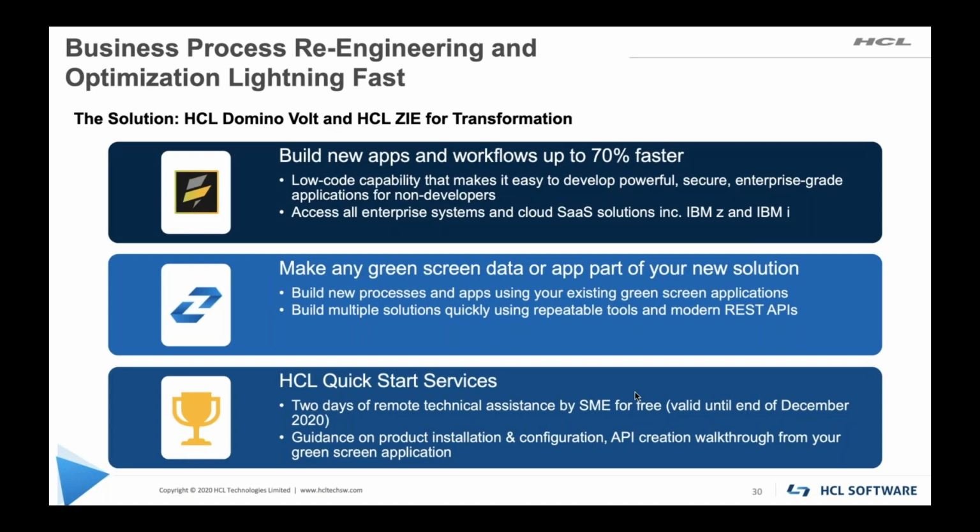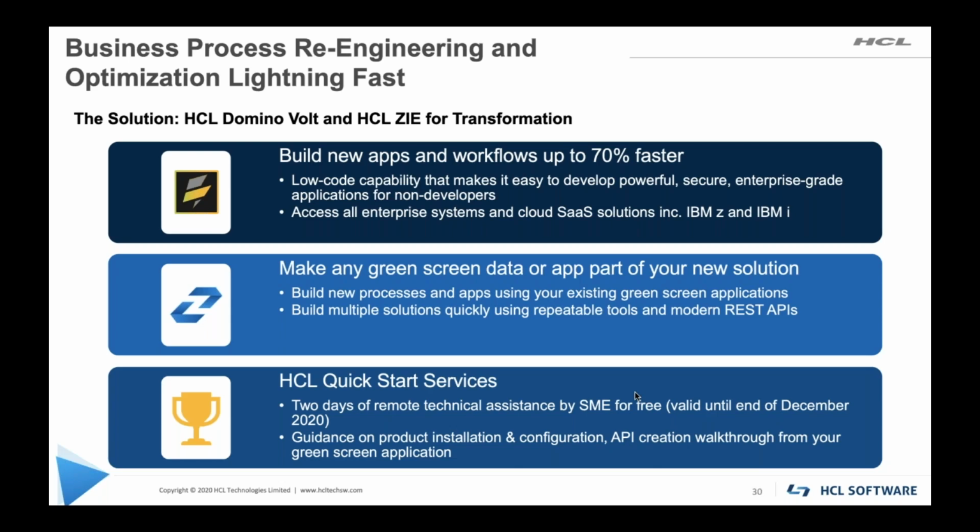Our proposed solution is the combination of HCL Domino Volt and the HCL ZIE for Transformation product. Domino Volt's low-code capability allows non-IT professionals to build new applications and business workflows up to 70% faster. It can build applications and business workflows while integrating all enterprise data, Domino apps, SAP, Salesforce, SharePoint, and much more. ZIE for Transformation provides a layer of transformation from green screen-based interfaces to a set of REST APIs. The APIs can be consumed by Volt applications to integrate existing capabilities which are provided by legacy applications sitting on System Z or System I platforms.